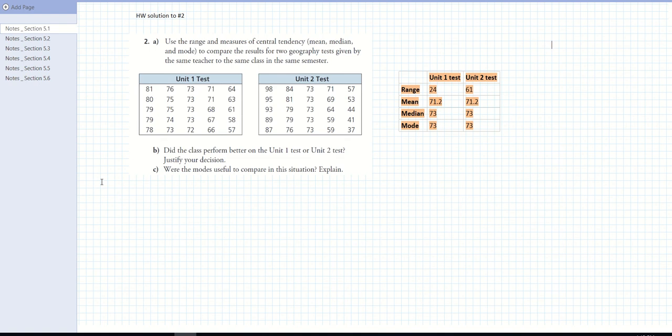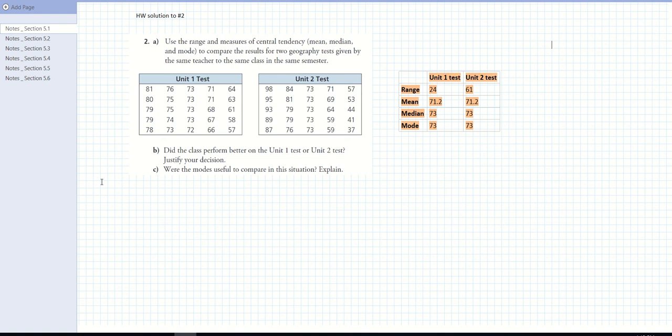So we have the Unit 1 and then the Unit 2 test on the right side. We have two separate tables, and the same number of students wrote it. The question says, did the class perform better on the Unit 1 or Unit 2? So before you do that, we have to figure out the range, the mean, median, and mode. I'm going to do Unit 1, and it's going to be the same type of calculations for the Unit 2 test.